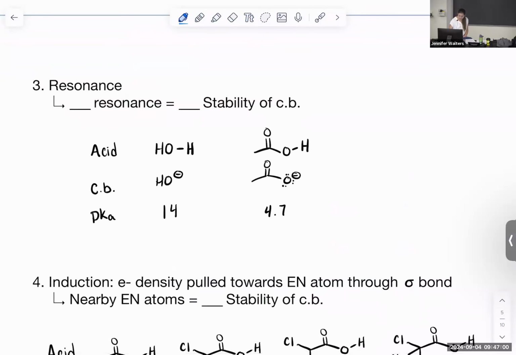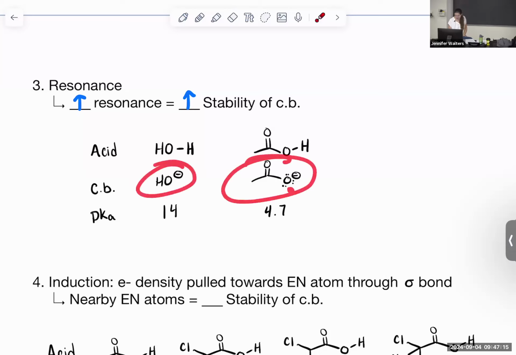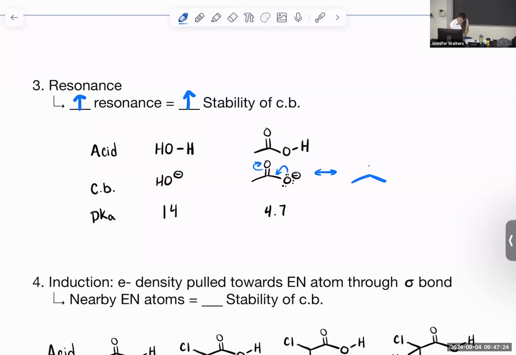For resonance, as you increase your number of resonance structures, or the quality of your resonance structures, that is going to increase the stability of your conjugate base. You are spreading electron density out across the molecule. So when we compare that hydroxide to that acetate, we have this resonance structure with that carboxylate acetate, where I can move the electrons up onto the other oxygen, whereas the hydroxide has no resonance.